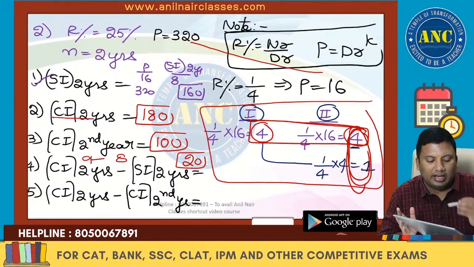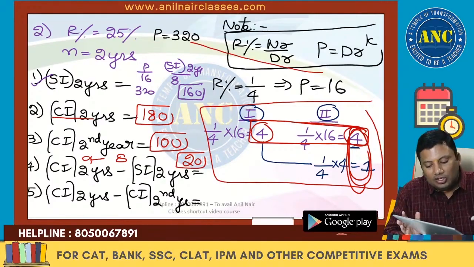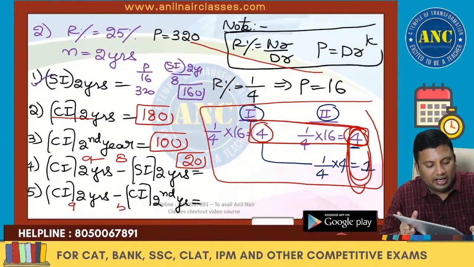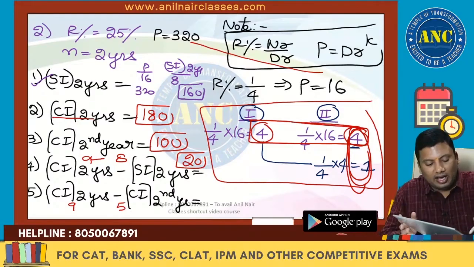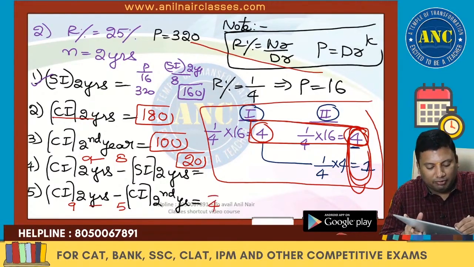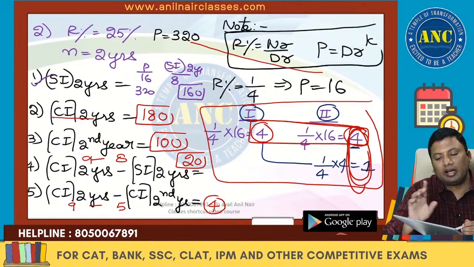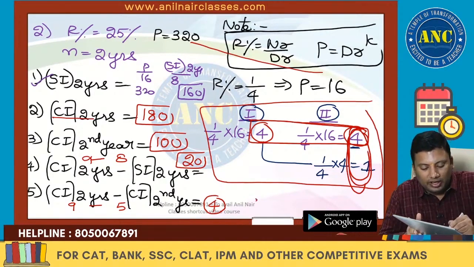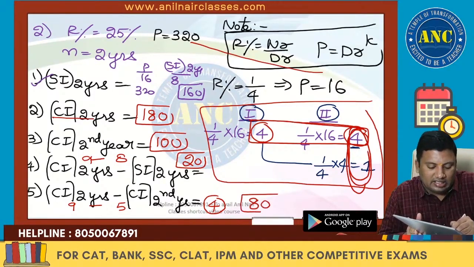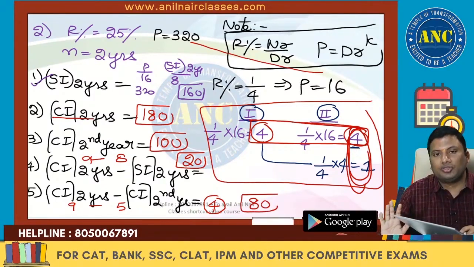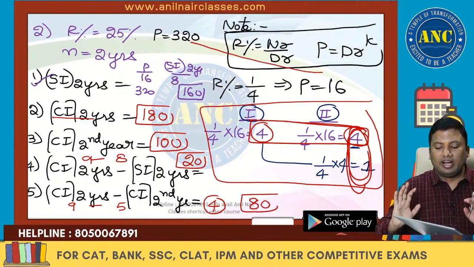I hope the idea is clear. CI for 2 years is 9, CI for the second year is nothing but 5. 9 minus 5 is nothing but 4. 16 becomes 320, so 4 into 20 is 80. No formula usage, just logically you will get the answer.